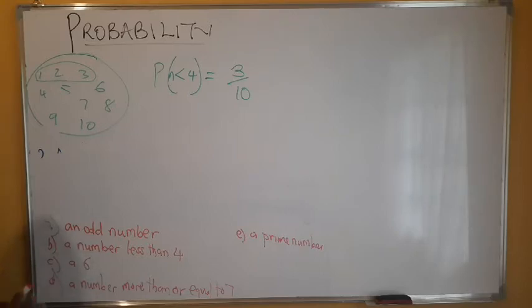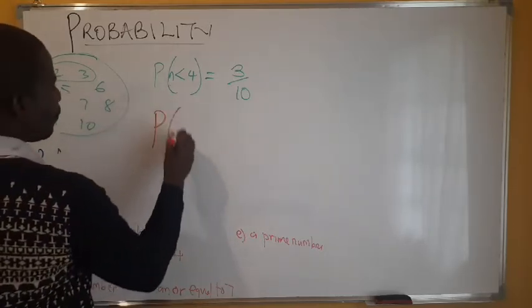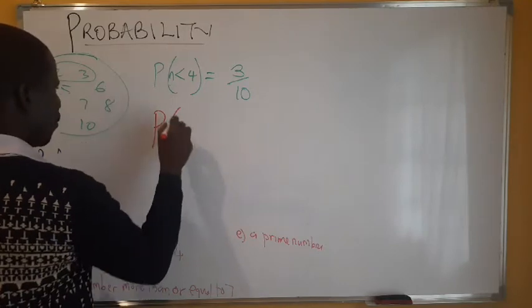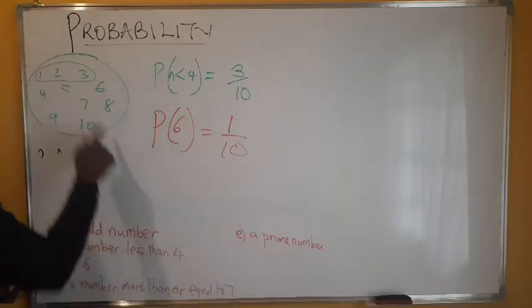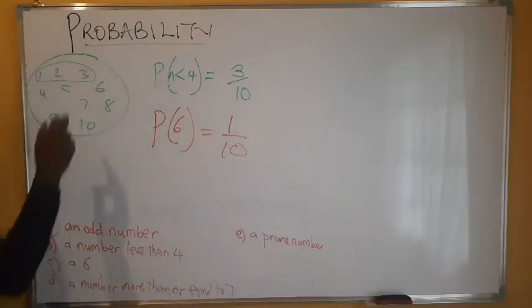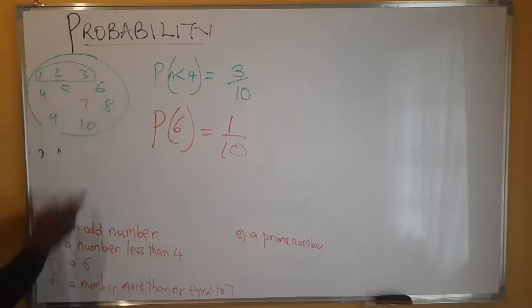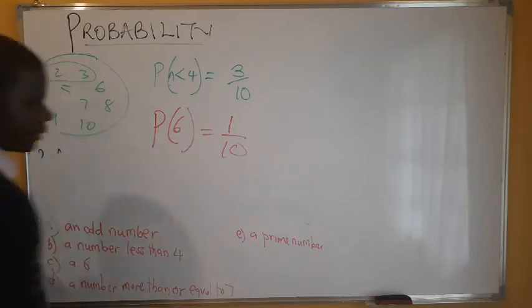A 6. We are talking about this 6 itself. So the probability of getting or picking a 6 from this one is 1 over 10. Talking about just this 6. The probability of picking a 6 is just 1, because we only have one 6, over 10. That is what we are going to get here.